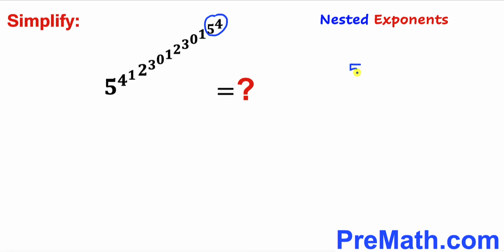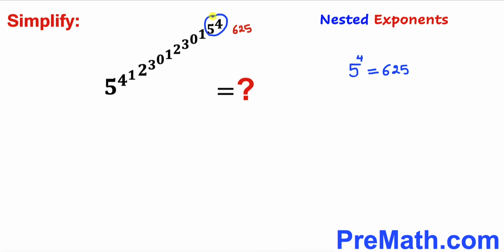Now let's put down 5 power 4, and that is going to be equal to 5 times 5 times 5 times 5, and if we multiply all of them, that is going to give us 625. So therefore we can see 5 power 4 turns out to be equal to 625. And here's our next step.